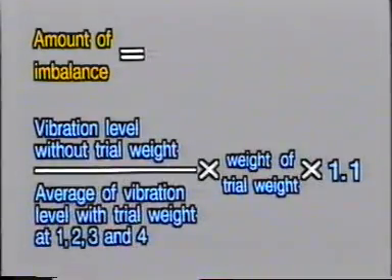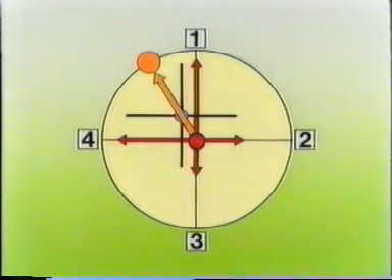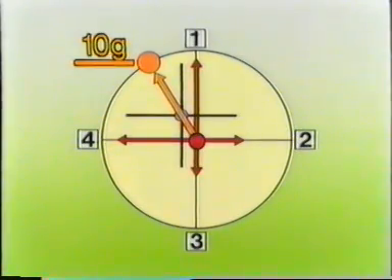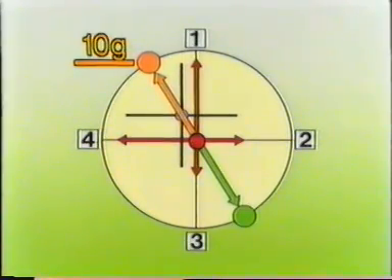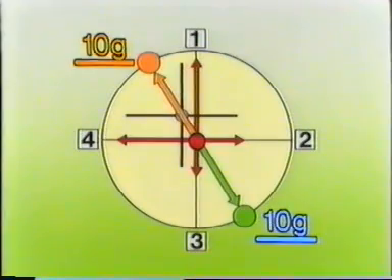The amount of imbalance is determined by this formula. When we calculate the measured data according to this formula, we find that the amount of imbalance is equal to 10 grams. Because the results indicate that an imbalance of 10 grams exists in this direction, we need to add the same amount of weight on the opposite side of the shaft in order to eliminate the imbalance. Please refer to the NVH Diagnosis Manual for details.